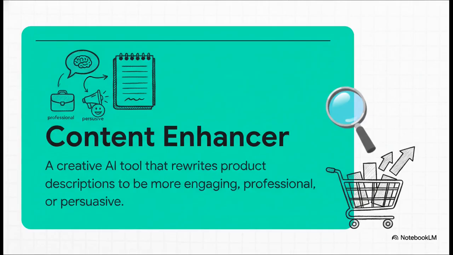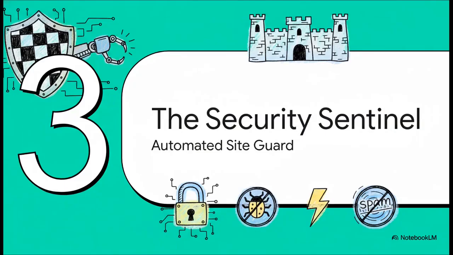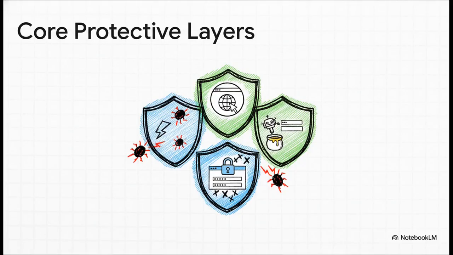It's all about making your products sell better. Okay, let's switch gears and talk about protection. Section 3, the Security Sentinel. This is your automated, always-on guard dog, working around the clock to keep your site safe from hackers, malware, and all that annoying spam. So your site is protected by these 3 core layers.